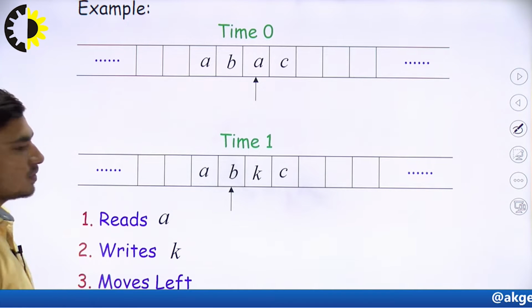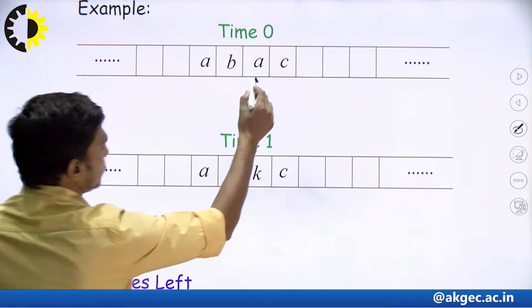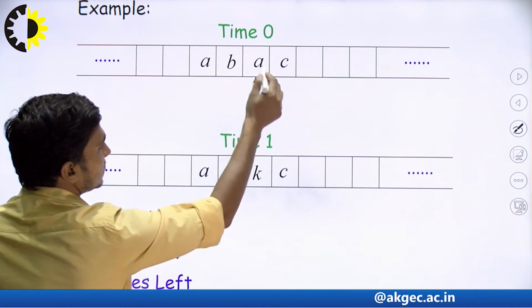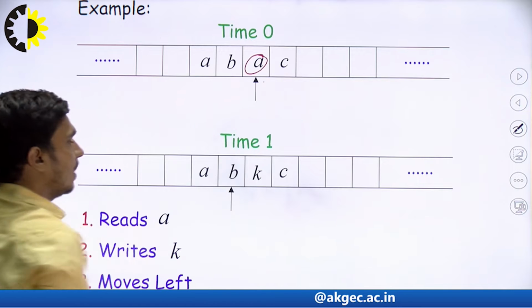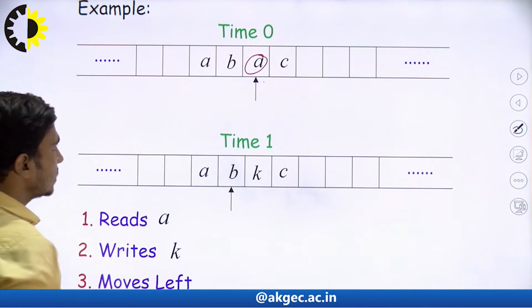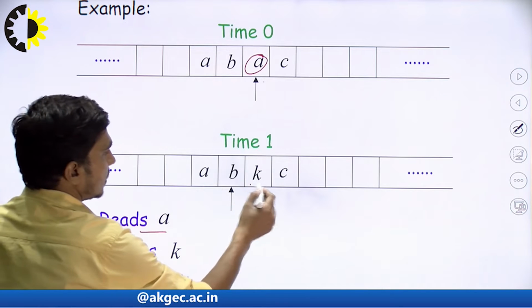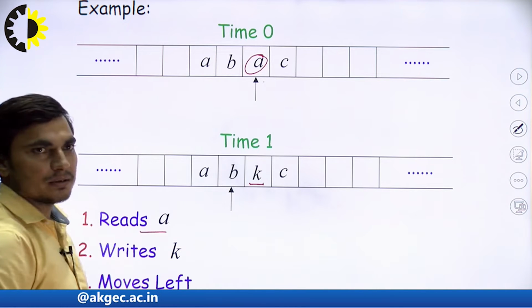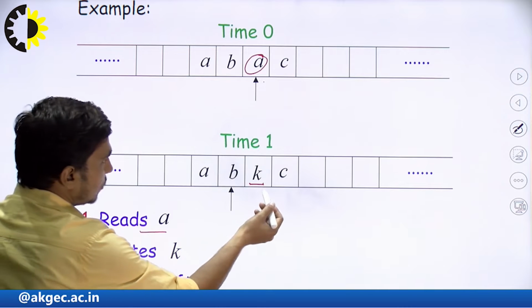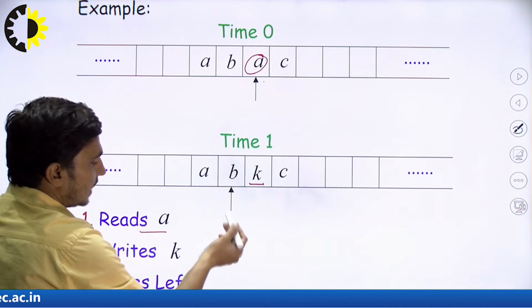Just take a look at this example. Initially the read write head is at the cell which has this A. The machine is reading A, and at the same time it is writing K. So in place of A, it is writing K. After that the control is moving towards the left side.